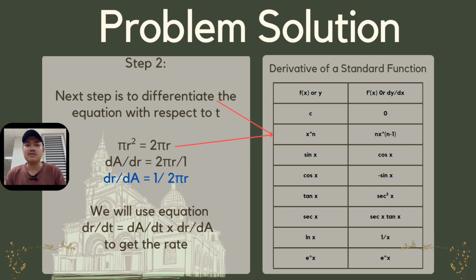We can ignore pi for this whole time since it is a number, not a variable. And then dA over dr equals 2 pi r over 1. We put dr as 1 since it is a division. We turn the function around to match what we need to solve the question as such. We will use the equation dr over dt equals dA over dt multiplied by dr over dA to get the rate.